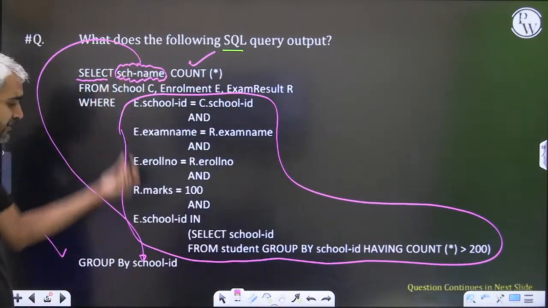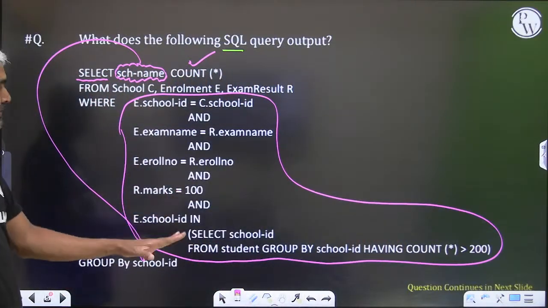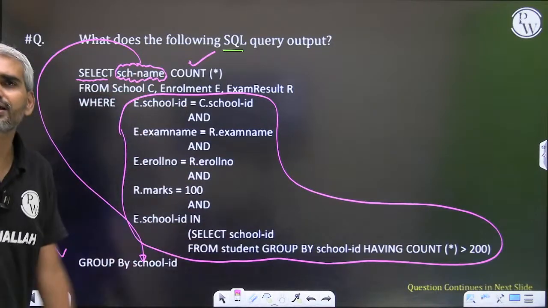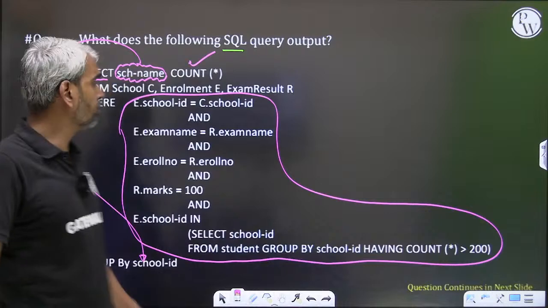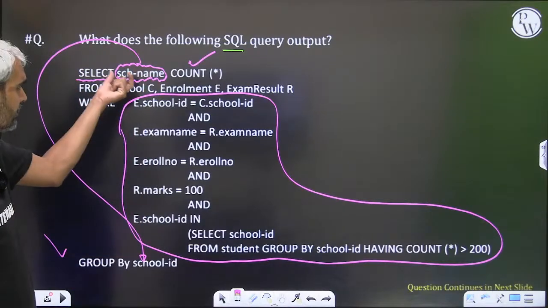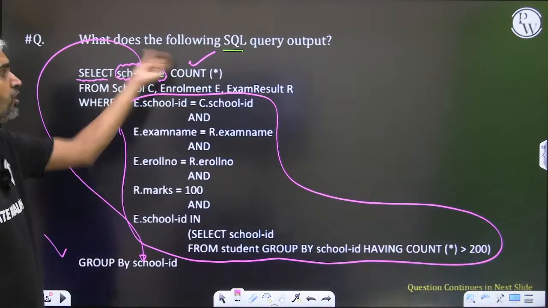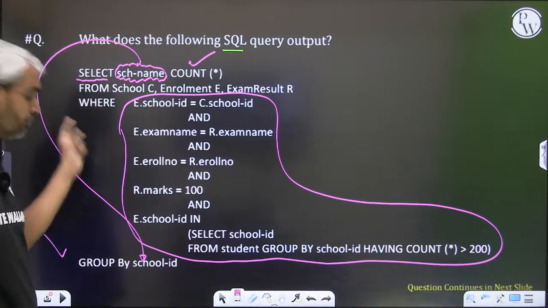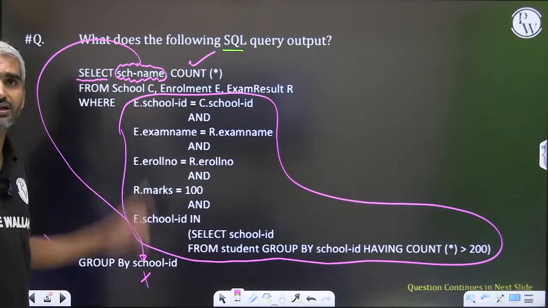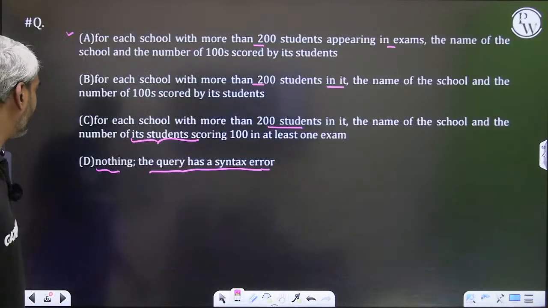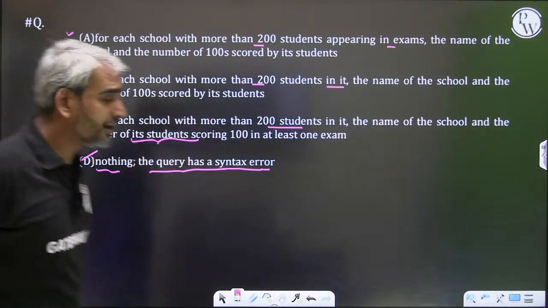So if you know this basic concept, you will not have to worry about what exactly is being produced by this particular SQL query, because the only context is that if something is present in the select clause along with an aggregate function, then that attribute must be present in the group by clause. But because it is not present in the group by clause, this is an invalid query, and the answer is nothing, because the query has a syntax error.